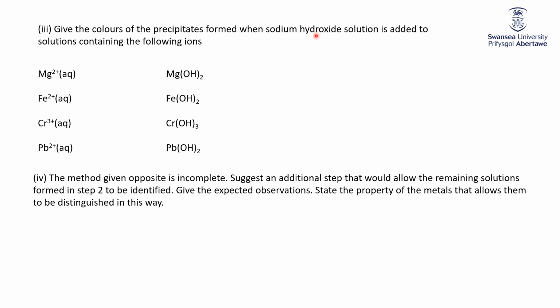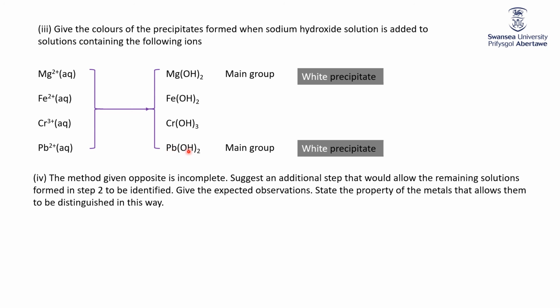Colors of precipitate when we add sodium hydroxide. Well, all hydroxides, of course, are insoluble, so we'll give a precipitate unless the cation is an alkali metal, ammonium, strontium, or barium. So magnesium hydroxide is insoluble. As it's a main group, it will give you a white precipitate, and the same thing would go for lead hydroxide, main group, white precipitate, because neither lead nor hydroxide are colored. However, when you get into iron and chromium, these are transition metals, so will be colored, and you just need to know that iron 2 hydroxide is dark green and chromium 3 hydroxide is gray green. That's just one of those sets of colors you need to memorize.